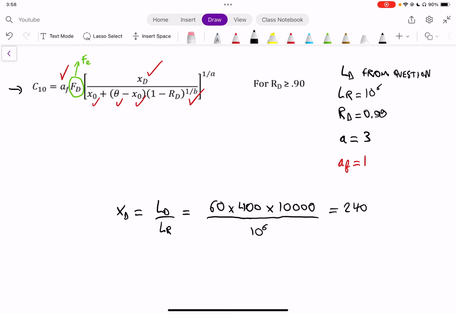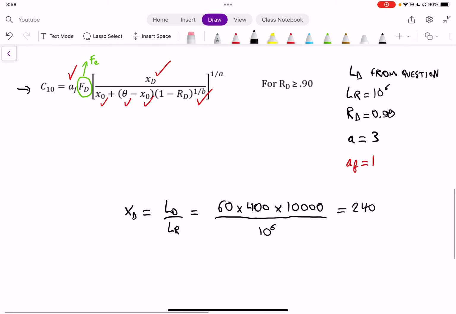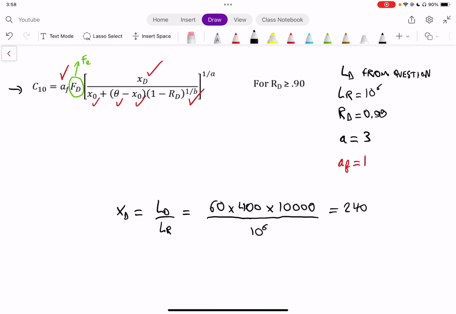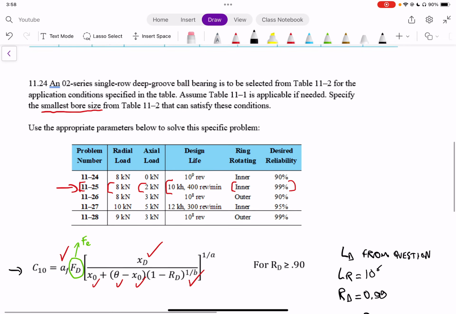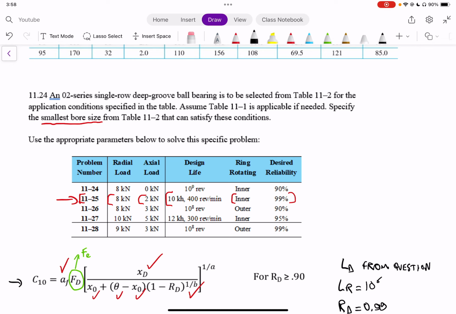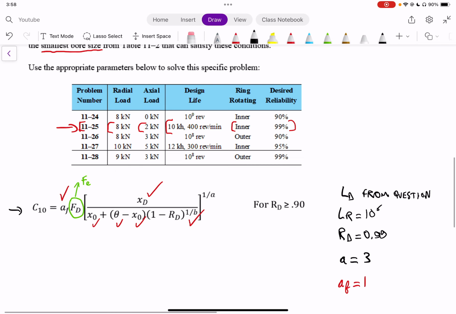And the next term we need to find is FD. So what we're looking for in this question is we're specifying the smallest bore size in table 11.2.